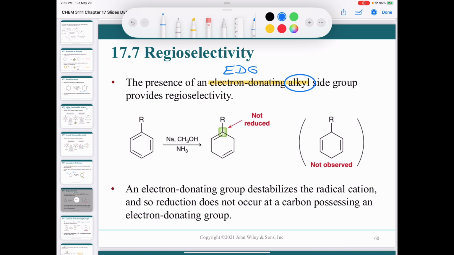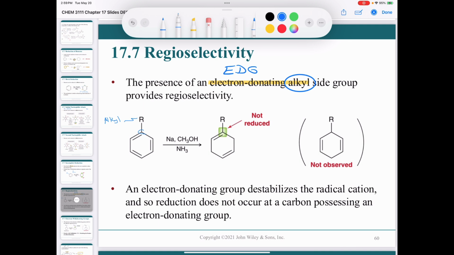And so if you have an alkyl group, let's imagine that this group here is alkyl, then that carbon that's attached to the alkyl group is not going to be reduced. It doesn't undergo reduction. And the reason why is the alkyl group is donating electron density, so you wouldn't want to put a radical or an anion there because that's going to destabilize the intermediate.